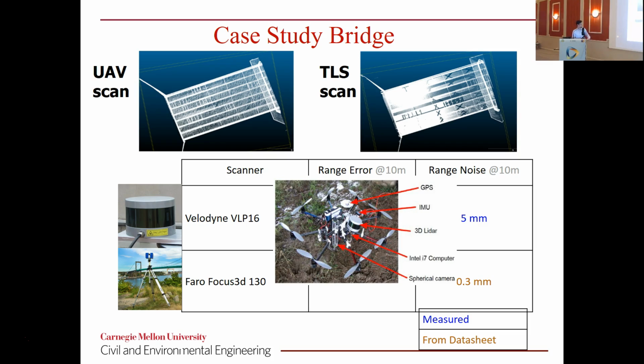And here's the drone that we specifically used. It was installed with several other sensors, including a GPS, an inertial motion unit, the 3D LiDAR I was just talking about, a spherical camera to capture RGB information, and then an Intel i7 computer to turn all of this point cloud data into an actual point cloud. While it is in the process of flying, before it lands, it actually gives us the model.